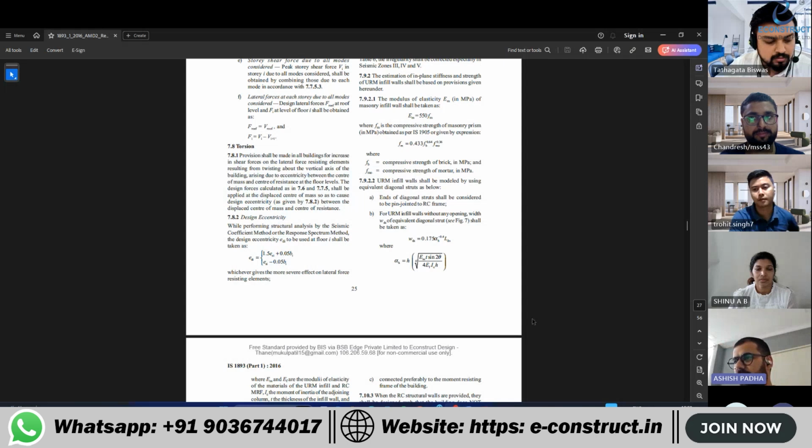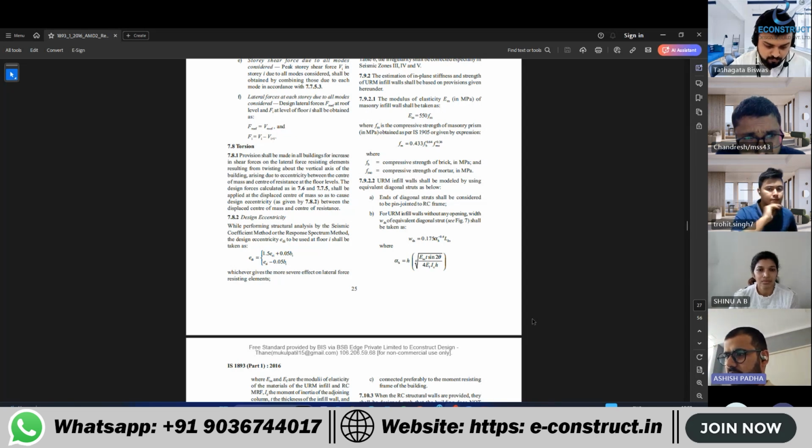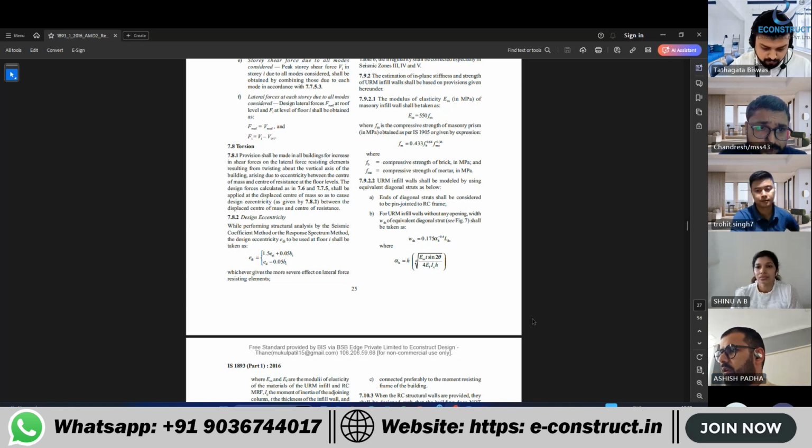Design eccentricity. While performing structural analysis by the seismic coefficient method or response spectrum method, the design eccentricity EDi to be used at floor i shall be taken as EDi = 1.5 ESi + 0.05 bi, or ESi - 0.05 bi, whichever gives the more severe effect on lateral force resisting elements.